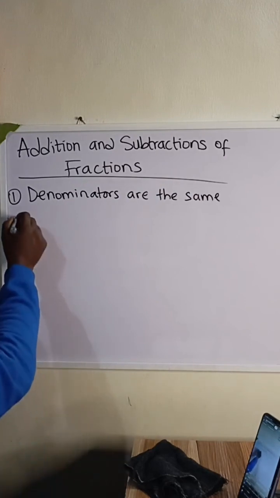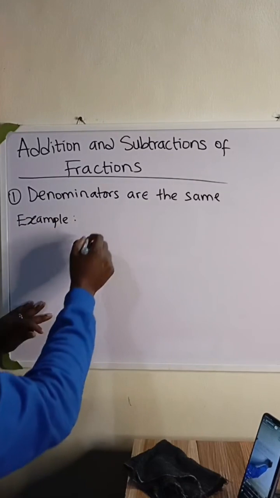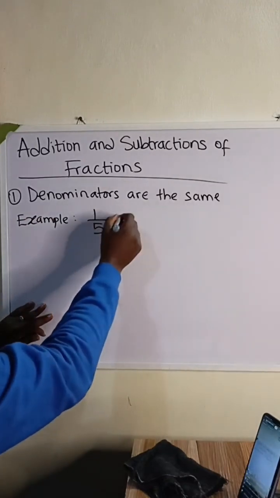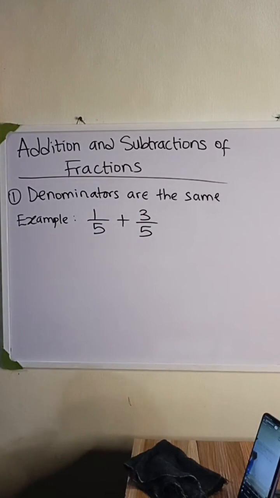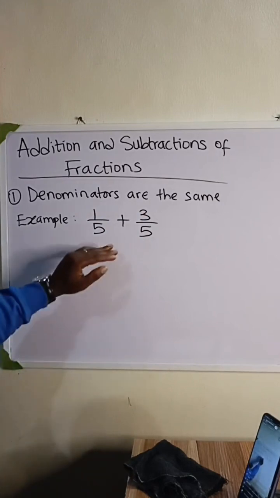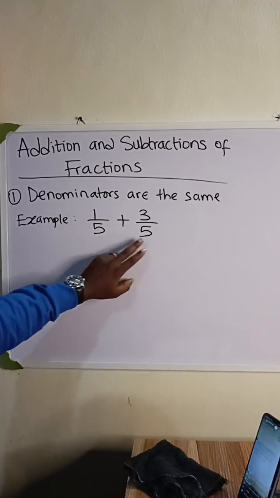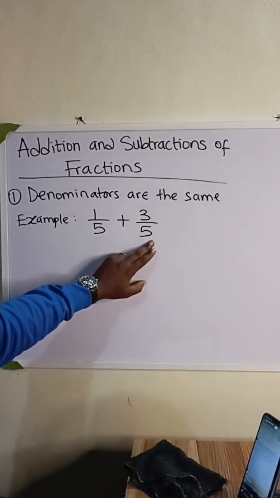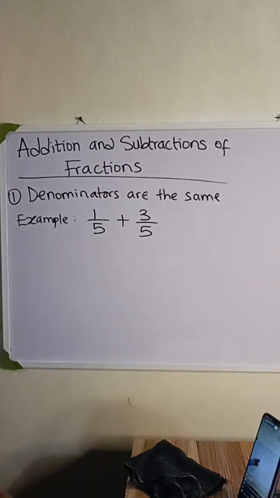So let's look at the situation where the denominators are the same. For example, 1/5 plus 3/5. In this particular situation, you look at the denominator here, the denominator is 5. You look at the denominator here, the denominator is 5. So we can clearly see that the denominators are the same. So what do we do in this situation?